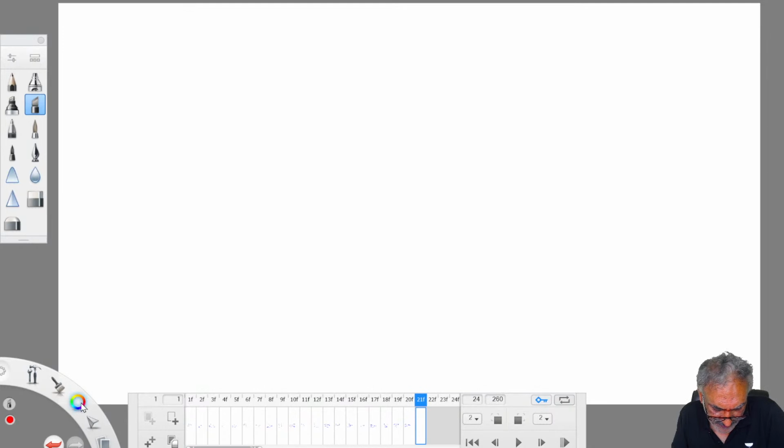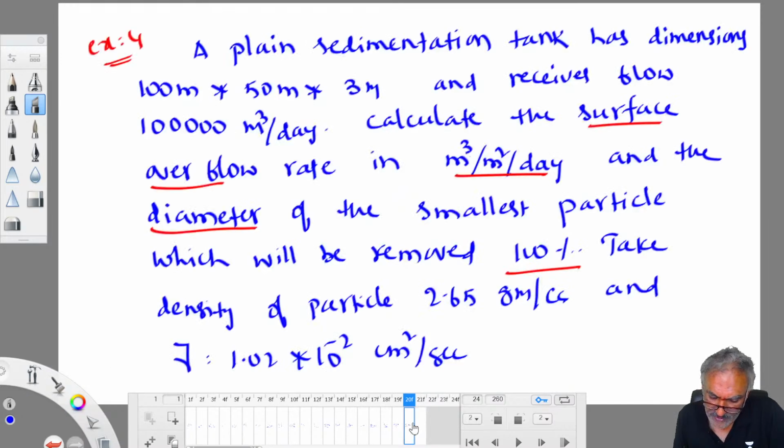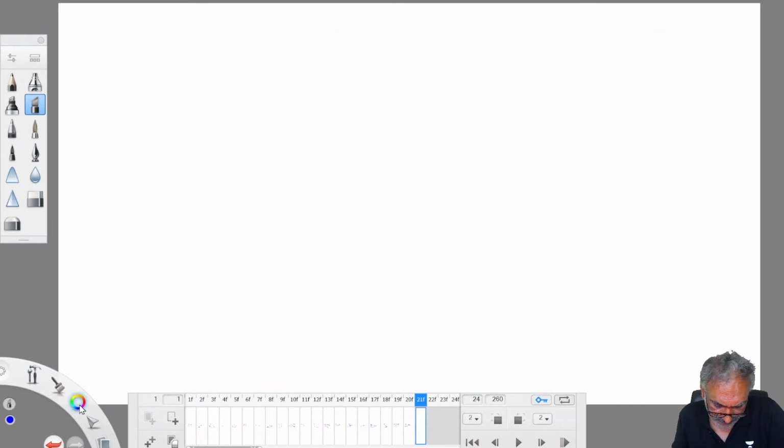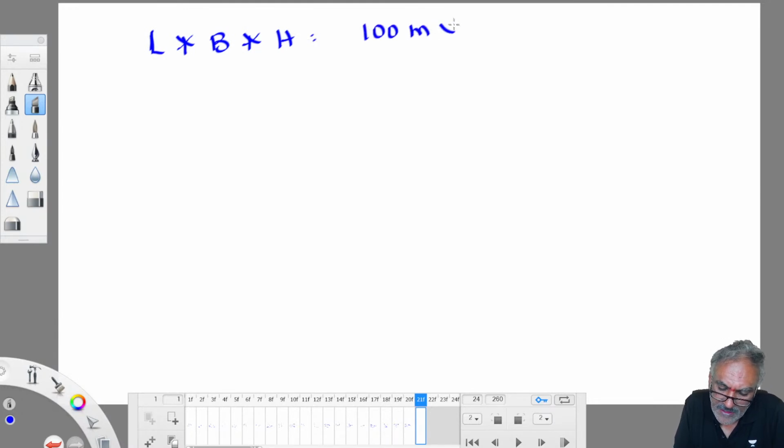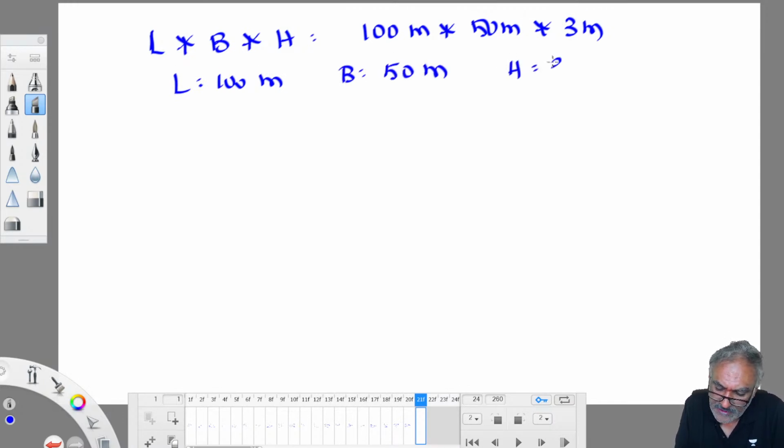So two things are there. If you know diameter, you can find out percentage removal. If you know percentage removal, you can also work out diameter. That is vice versa. It is not a big deal. So what is given to you? Dimensions of the tank is given, Q is given. So you have to read this as L into B into H of the tank, given as 100 meters by 50 meters by 3 meters. It is always 100 meters, larger dimension. Width is 50 meters and depth is 3 meters. Okay? That's the meaning of this one.